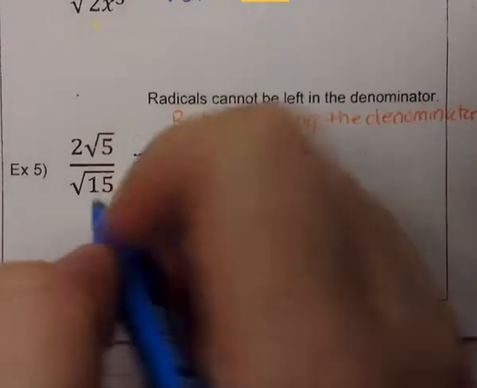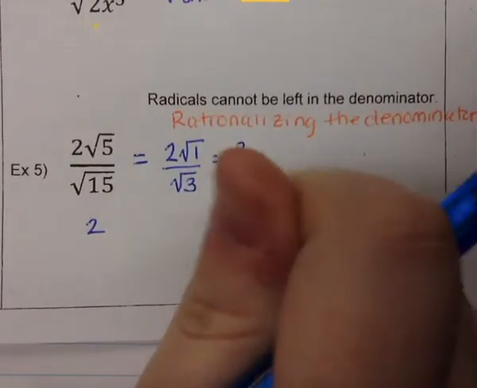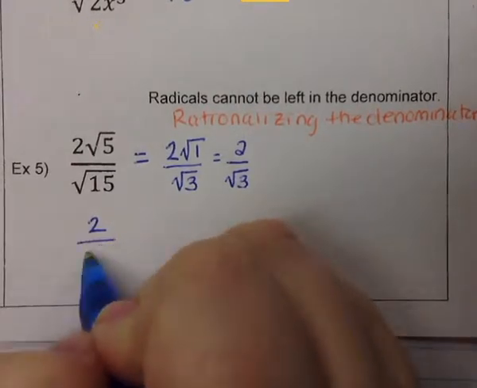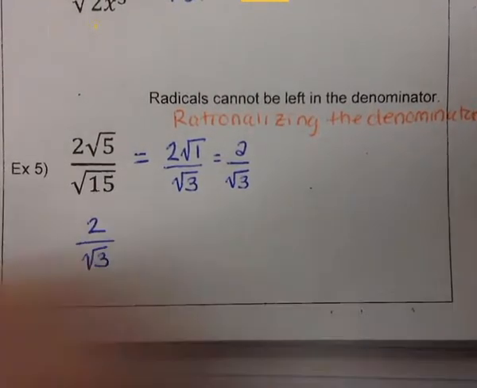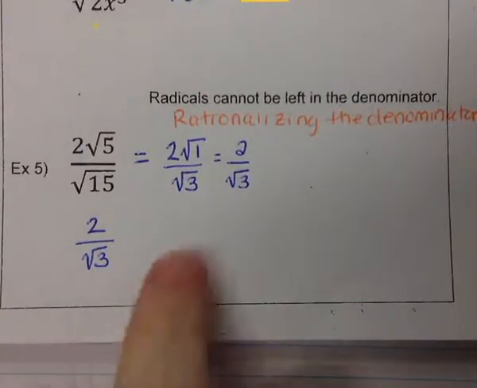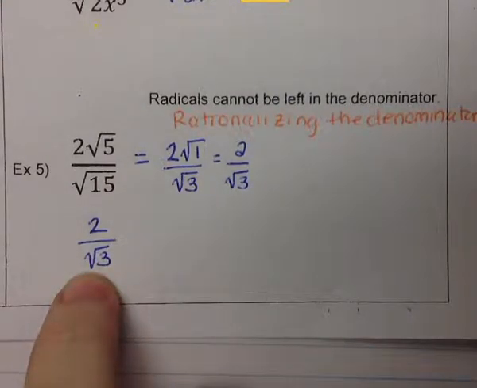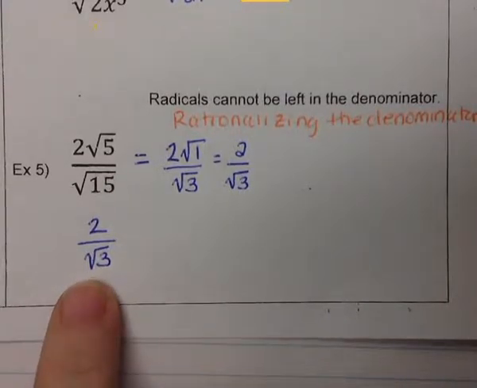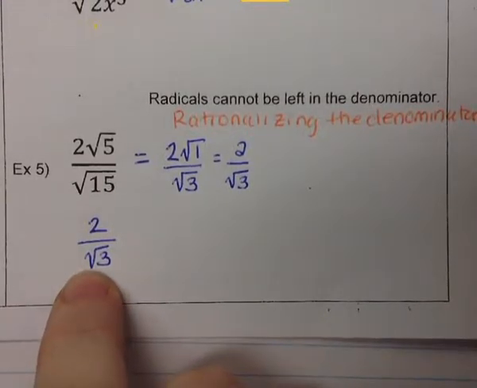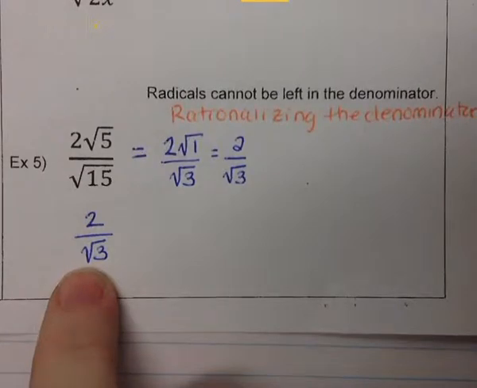Rationalizing the denominator, I'm just going to rewrite this part right here, 2 divided by the square root of 3. Rationalizing the denominator is when we take the denominator and we want to get a rational value. We want to get rid of the square root of 3. So how do we get rid of a square root? Anytime you square a square root, it gets rid of the radical because they are inverses of each other.